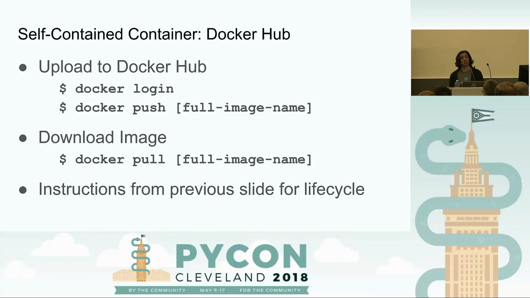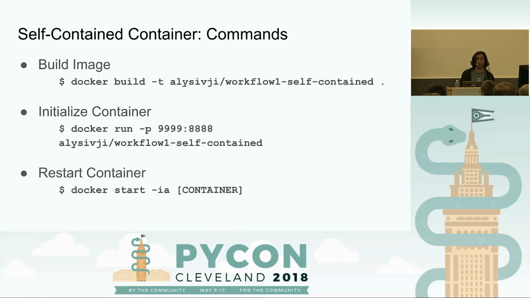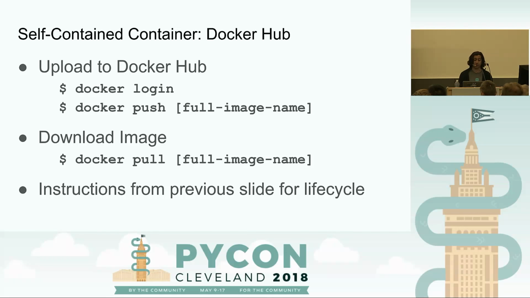So this process is really simple. You'll need to create an account on Docker Hub. We'll do a docker login to log into our account. Do a docker push with the full image name with our user ID, so it goes to the respective spot we expect. And then we'll have instructions for our users to docker pull our image, and then they can initialize containers and then restart containers as they require.